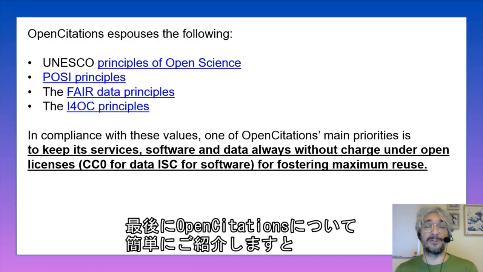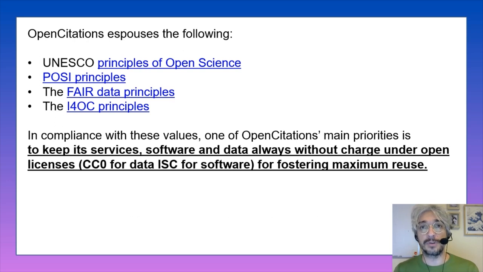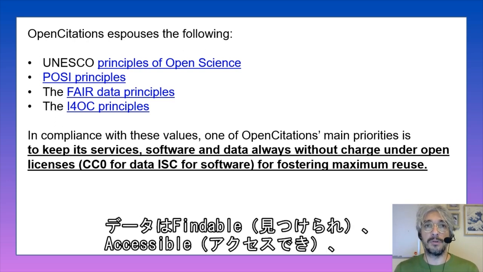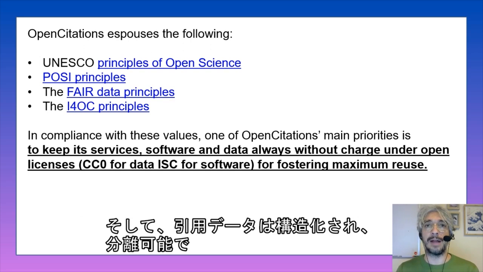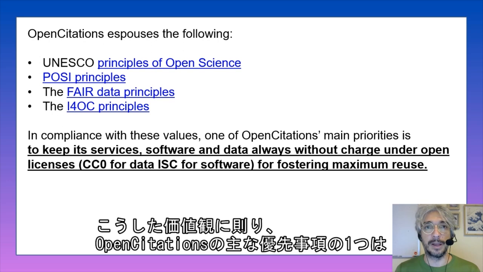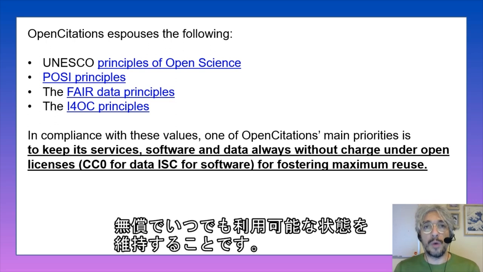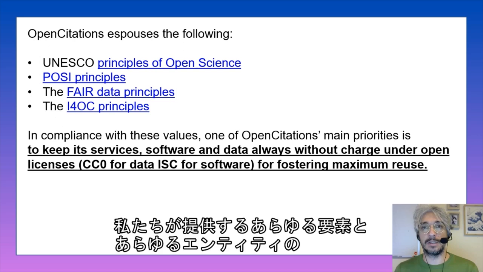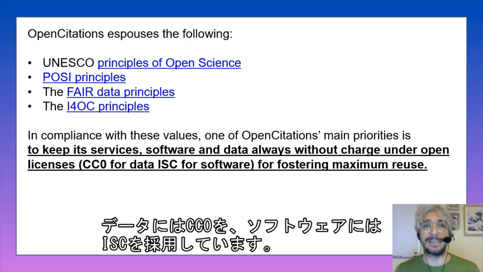As a final note for this quick introduction of OpenCitations, it is worth remembering that OpenCitations exposes the UNESCO principles of open science, the principles of open scholarly infrastructures, the FAIR data principles that data should be findable, accessible, interoperable, and reusable, and the Initiative for Open Citations principles that citation data should be structured, separable, and open. In compliance with these values, one of OpenCitations' main priorities is to keep all its services, software, and data always available without charge under open licenses. We use CC0 for data and ISC for software in order to enable and foster maximum reuse of all the components, all the entities we provide.